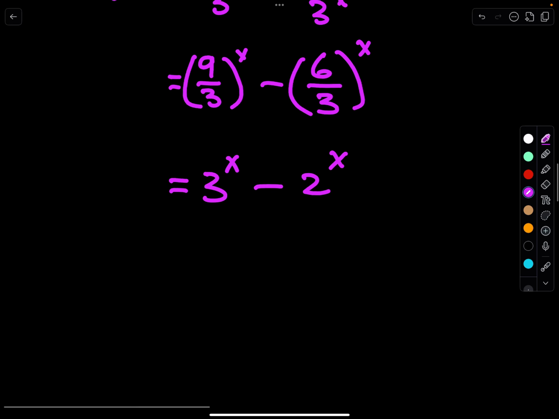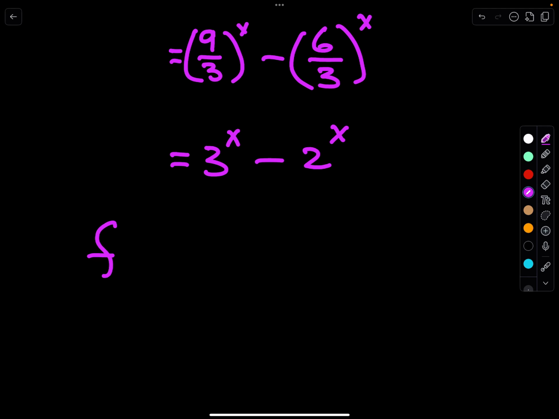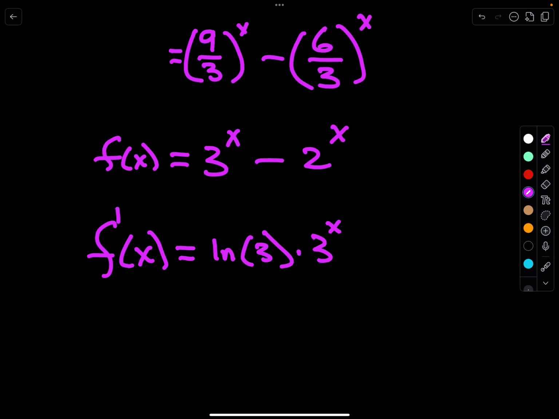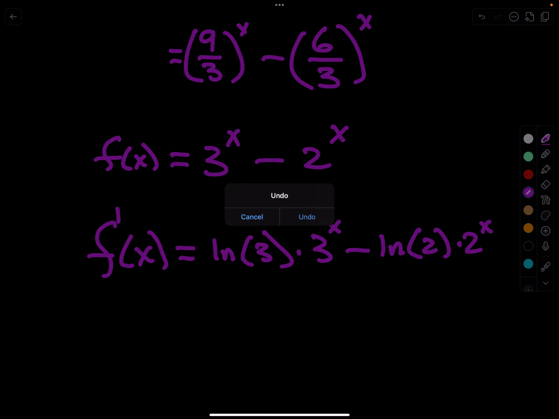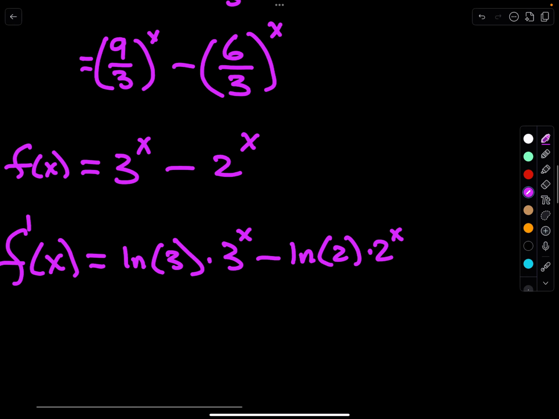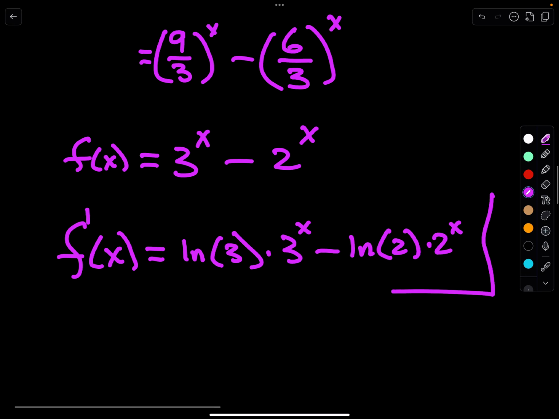Now that we've got that straightened out, I can compute f prime. So this is f of x. So f prime of x is pretty easy. That's going to be the natural log of 3 times 3 to the x minus the natural log of 2 times 2 to the x. And that's that.